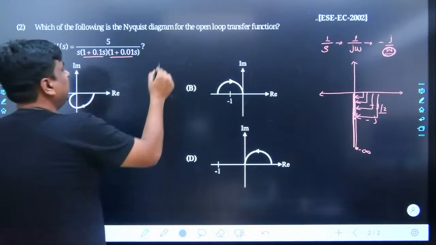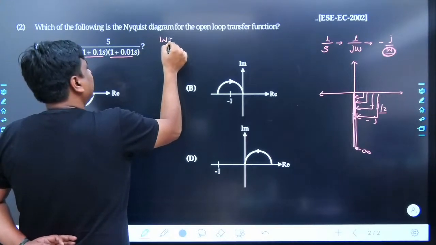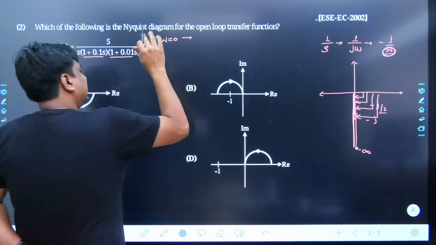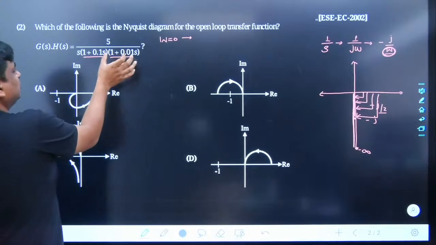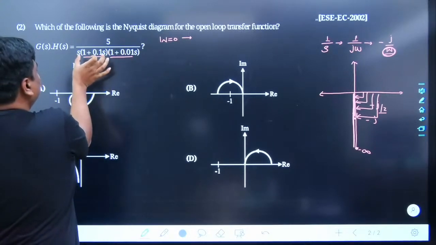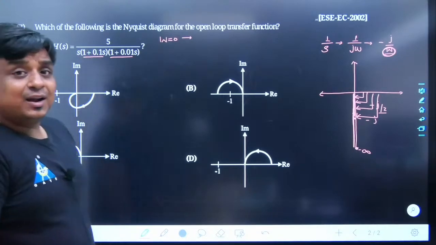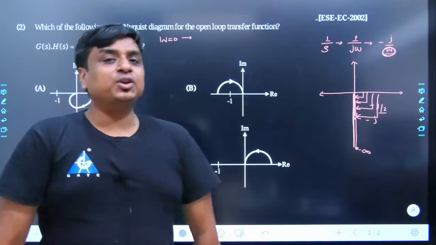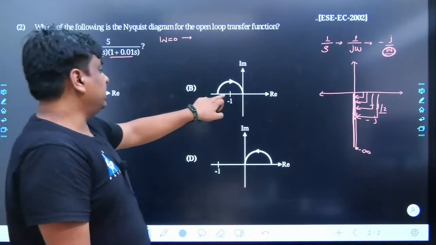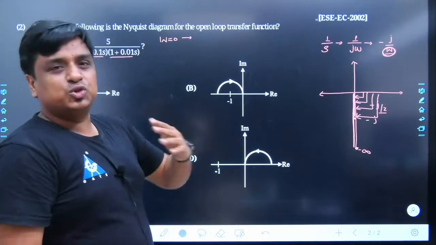So what I say, whenever you have this sort of problem, straight away one thing should come to your mind. At omega equals 0, rather than putting omega equals 0, you just feed s equals 0. Once you feed s equals 0, this becomes 1, this becomes 1, this becomes 0, and 5 divided by 0 is going to be infinity. Infinity, what does it mean by the infinity? The magnitude has become infinity. What is the meaning of the magnitude being infinity? The radial distance of that point from the origin is going to be very huge, very large.